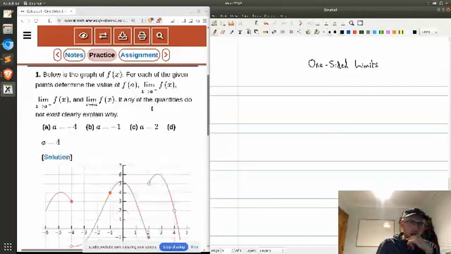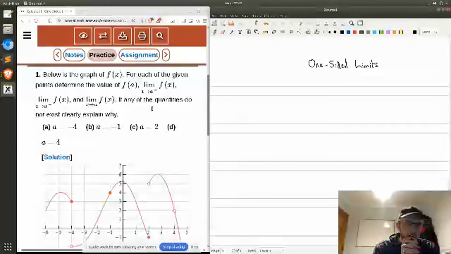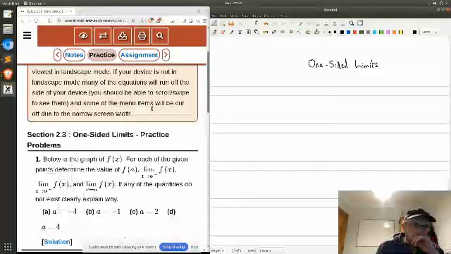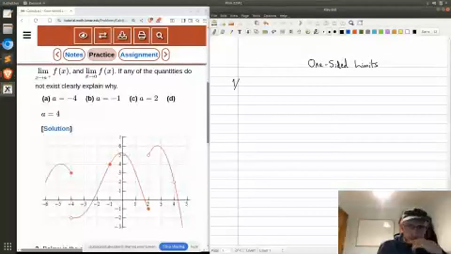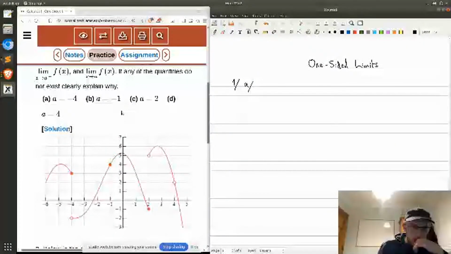Below is the graph of f of x. For each of the given points, determine the value of f of a, the limit from the left, the limit from the right, and the two-sided limit. If any of the quantities do not exist, clearly explain why. Right. Let's do it.